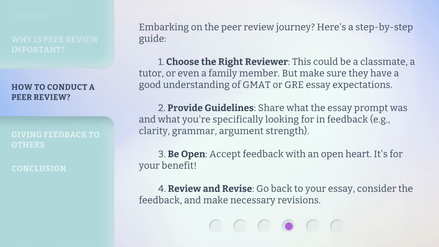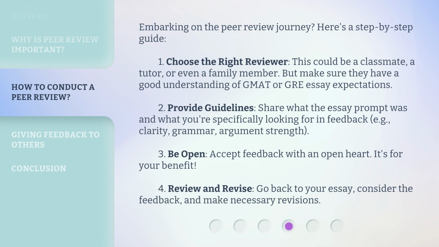Embarking on the peer review journey? Here's a step-by-step guide. 1. Choose the right reviewer. This could be a classmate, a tutor, or even a family member. But make sure they have a good understanding of GMAT or GRE essay expectations. 2. Provide guidelines. Share what the essay prompt was and what you're specifically looking for in feedback, e.g., clarity, grammar, argument strength.